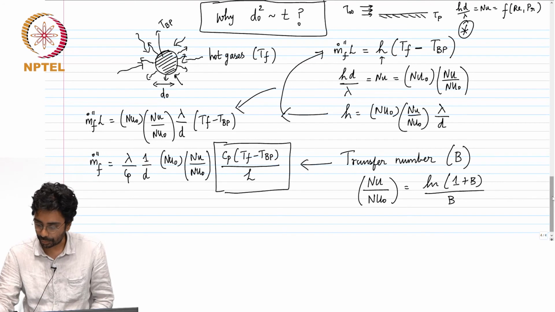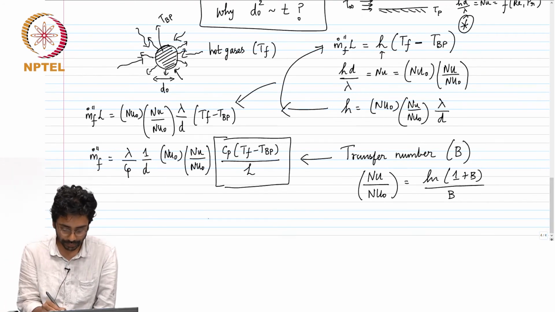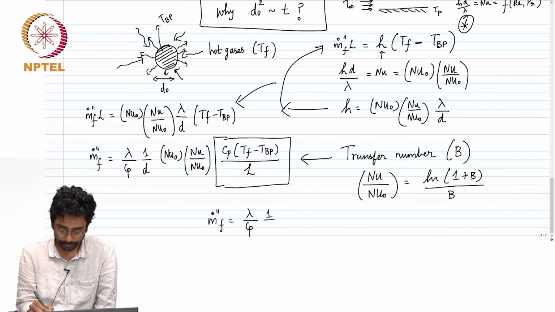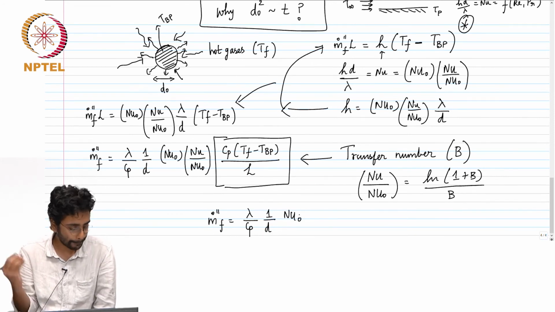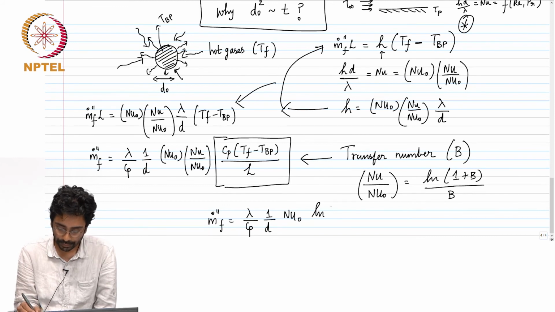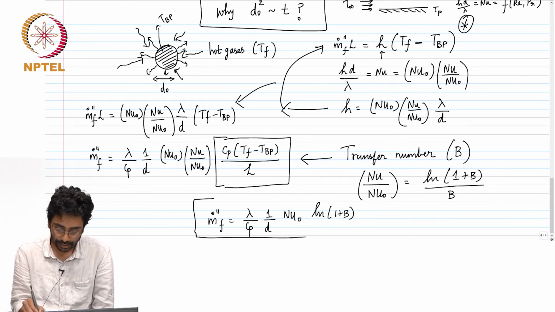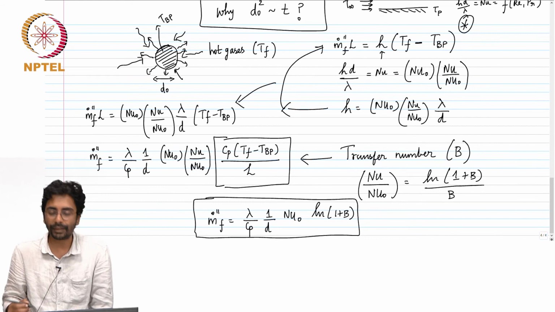And now we can substitute all of this into this, and finally you get m dot double dash F equal to lambda by Cp, 1 by D, Nu0, logarithm 1 plus B. The B that was already there got cancelled with the logarithm 1 plus B by B, and this is the expression for the rate of vaporization.